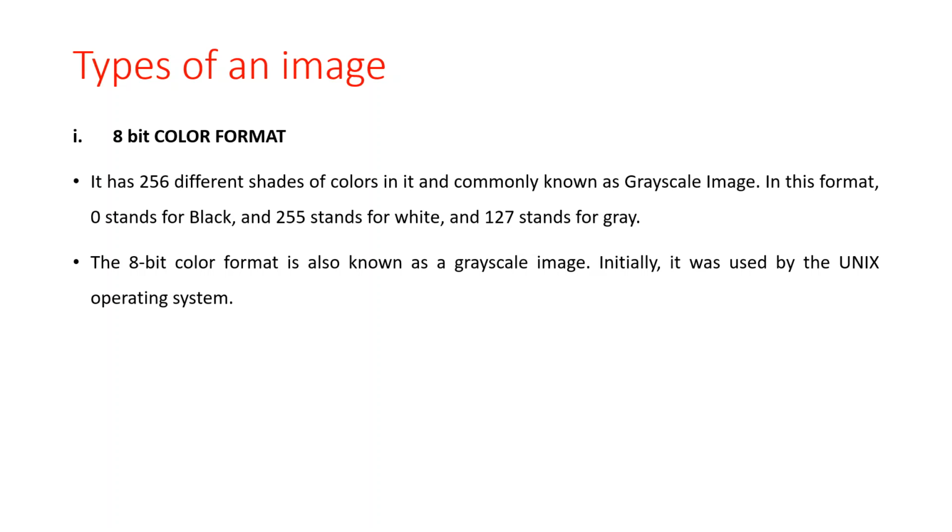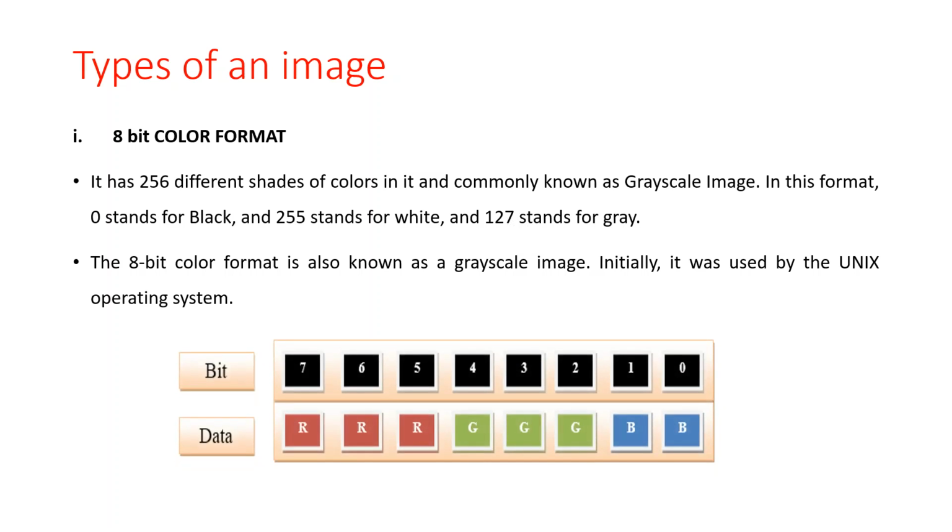It is the most famous image format. It has 256 different shades of colors in it and is commonly known as grayscale images. In this format, 0 stands for black color and 255 stands for white color. In between these, 0 and 255, we get 127. This is called gray color. The 8-bit color format is also known as a grayscale image and it was used by the Unix operating system.